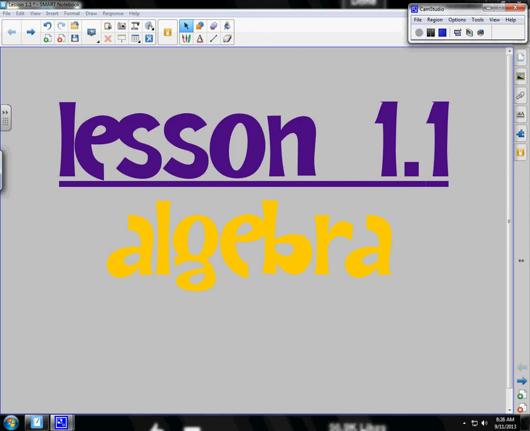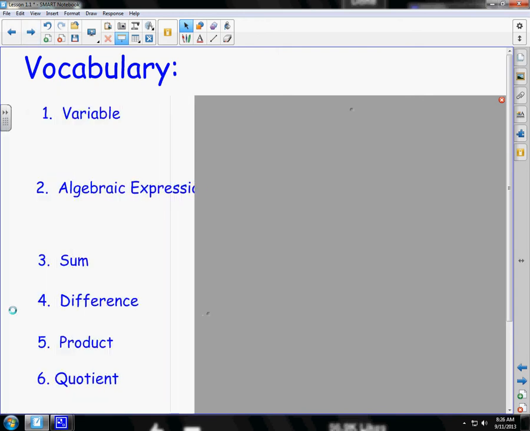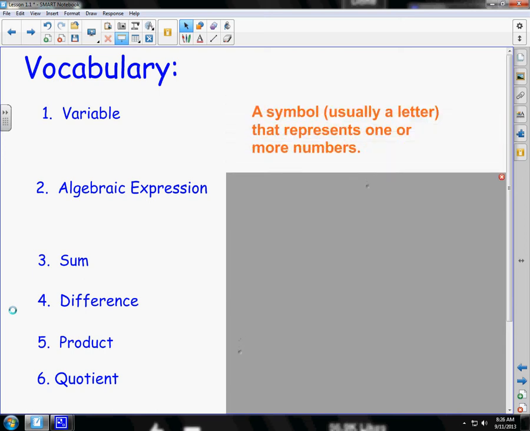This is lesson 1.1 for algebra. 1.1 has about 6 vocabulary terms, so you need to write these down. Here are the terms. The first one is variable. Variable is a symbol, usually a letter, that represents one or more numbers. I'm sure you've heard variable plenty of times, so just jot it down in your notes in case you have a brain fart.